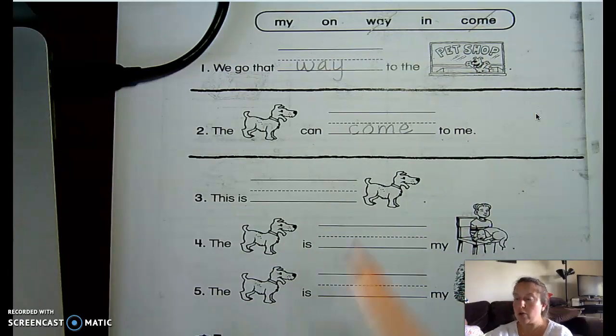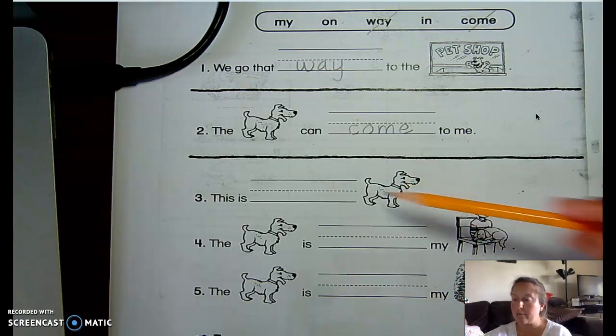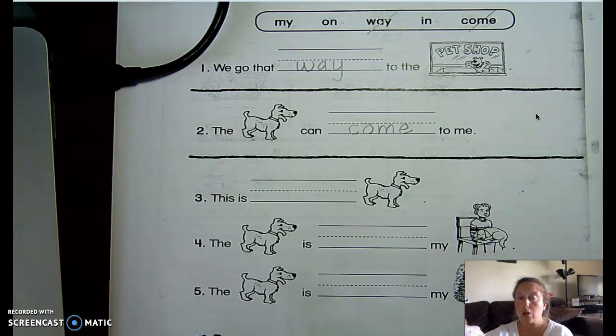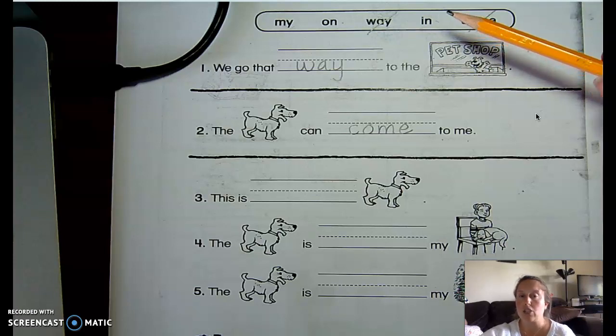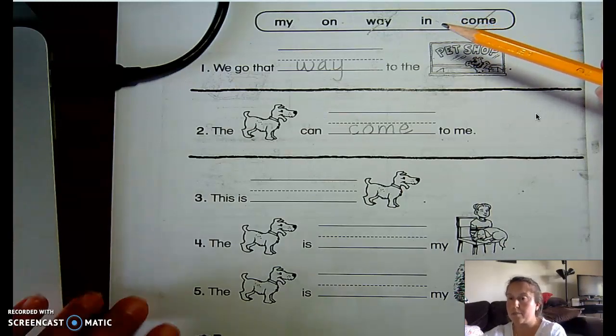I'd like you to try to read and complete 3, 4, and 5 on your own. You're going to pause me, you're going to read through them, and then try to place these in the correct location. Then press play again to match the correct answers. Pause me now.